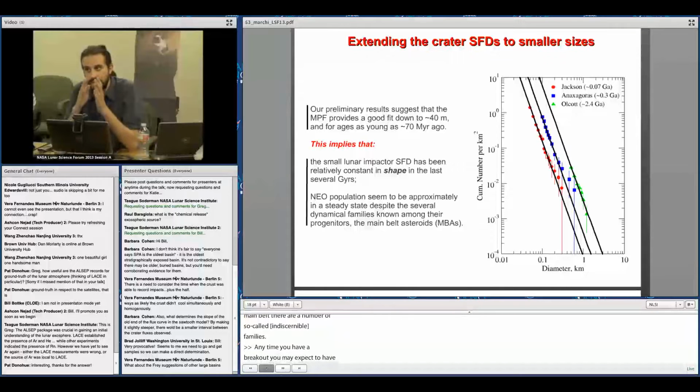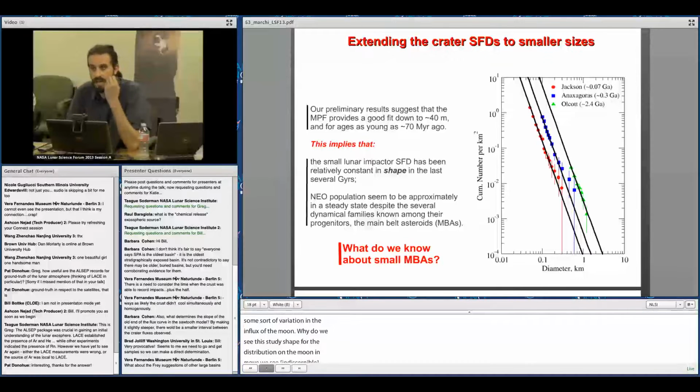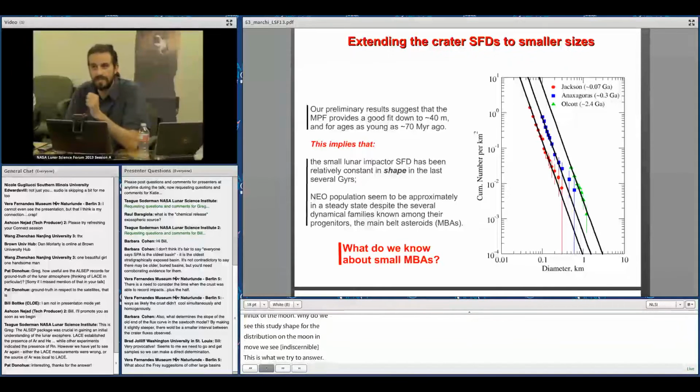So how come we see this steady shape for the impactor size frequency distribution on the Moon, even if we see plenty of dynamical families in the main belt? This is a major question we try to answer. And the best way to do that, I believe, is actually to go to the main belt and look at the small asteroids in the main belt.